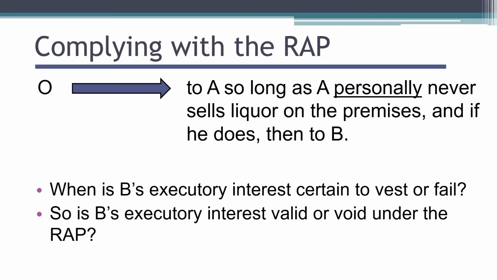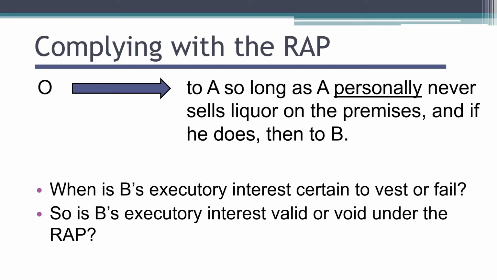Well, the answer, of course, is it's certain to vest or fail within A's lifetime because A can't sell liquor after A has died. And so either A will sell liquor, in which case B's future interest is valid and will vest, or A will not sell any liquor during A's lifetime, in which case B's future interest will fail. But either way, it's certain to happen within or before the end of A's lifetime.